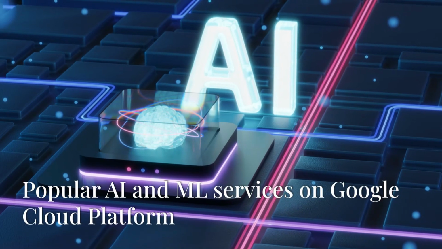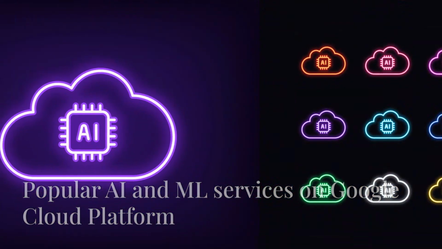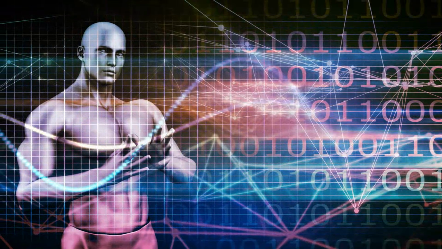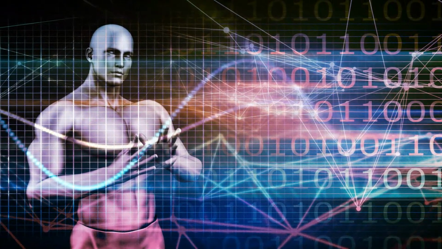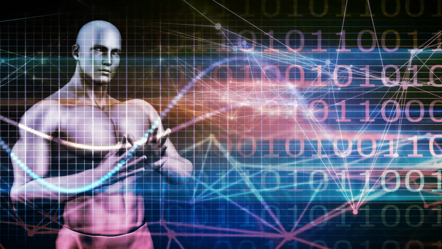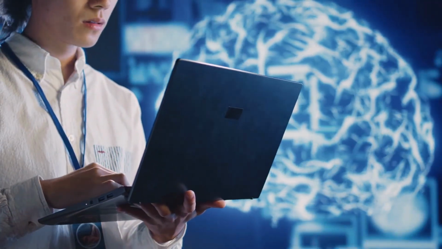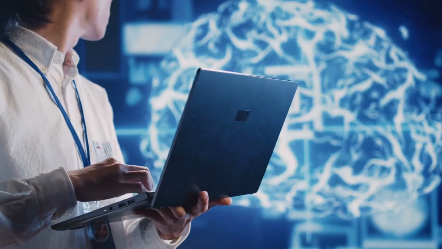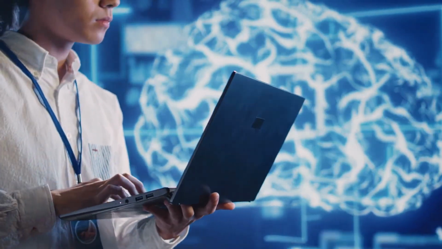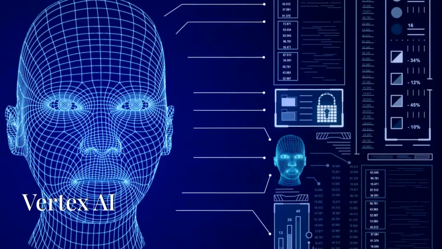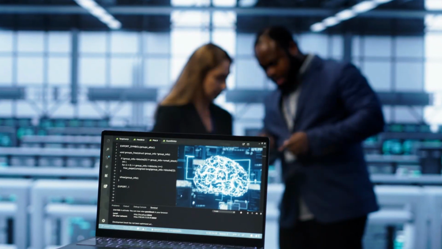Are you ready to unlock the full potential of artificial intelligence and machine learning? In today's video, we'll explore the most popular AI and ML services offered by Google Cloud Platform, or GCP. Whether you're building custom models, automating workflows, or scaling AI solutions, GCP has something for you. Let's start with Vertex AI, Google Cloud's unified AI platform.